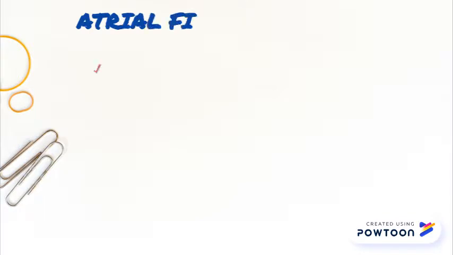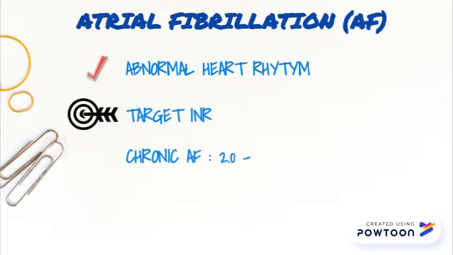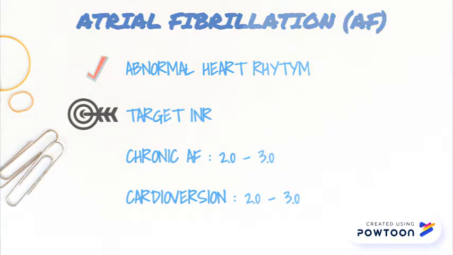Atrial fibrillation is an abnormal heart rhythm. The target INR for chronic atrial fibrillation will be 2 to 3 and warfarin is given for lifelong. Cardioversion has the target INR of 2 to 3 and warfarin is usually prescribed 3 weeks before and 4 weeks after atrial fibrillation if normal sinus is maintained.